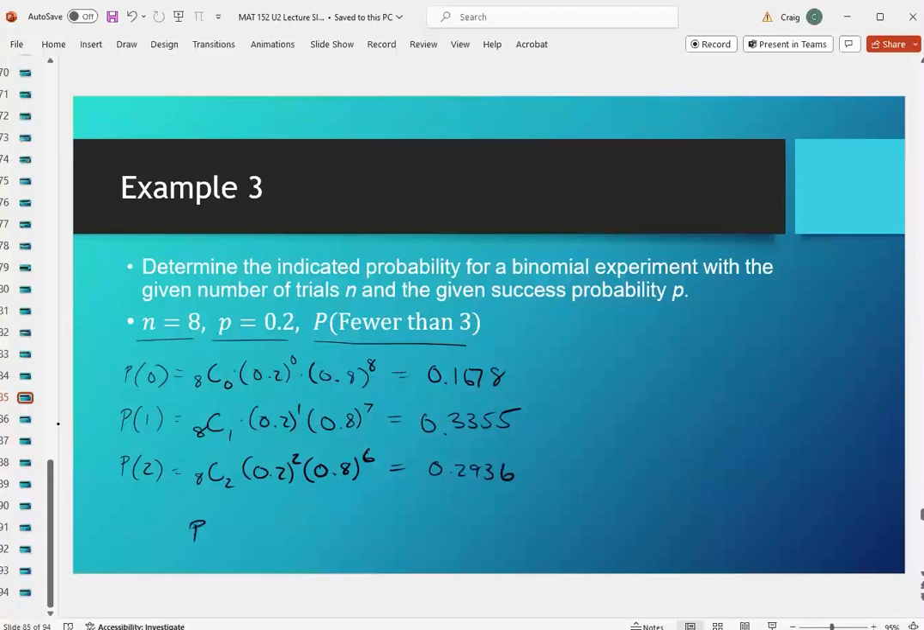And so if we want the probability of fewer than 3, so 2 or less, we're just going to add all of these up. 0.1678 plus 0.3355 plus 0.2936, 0.7969, or 79.69%. So there's about an 80% chance that you get 3 or less.